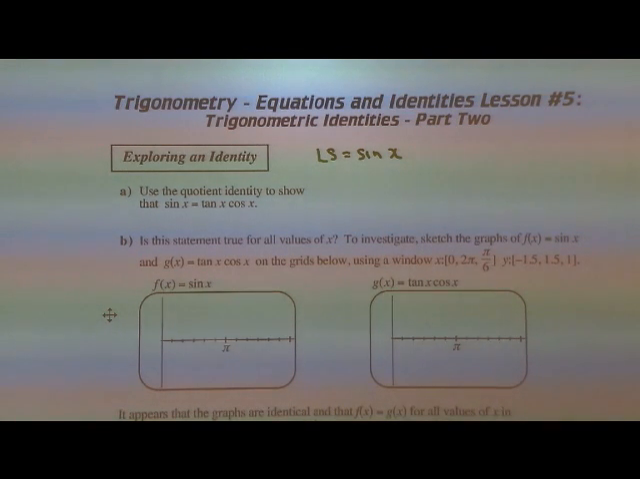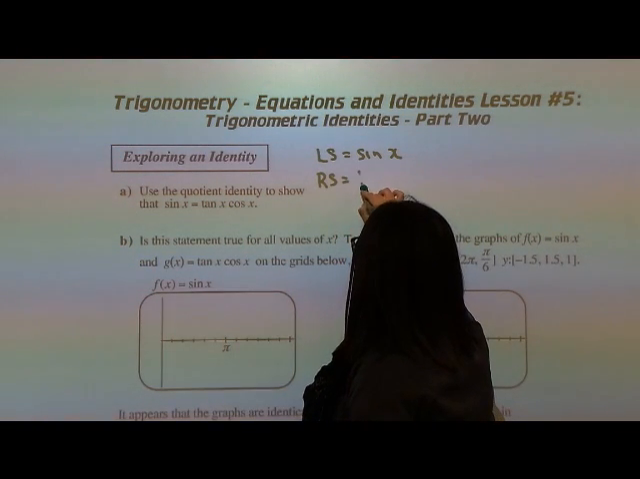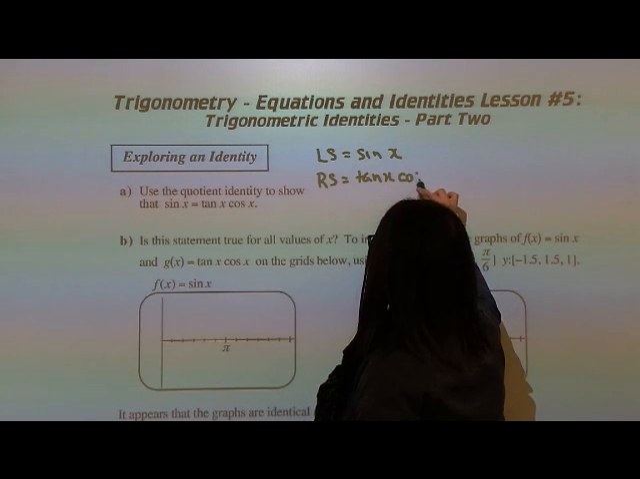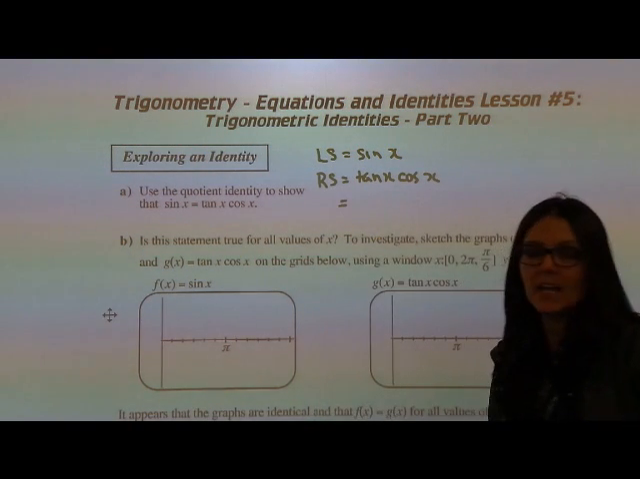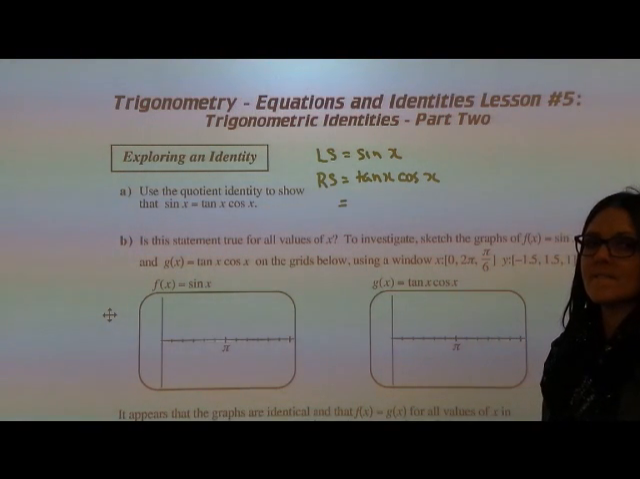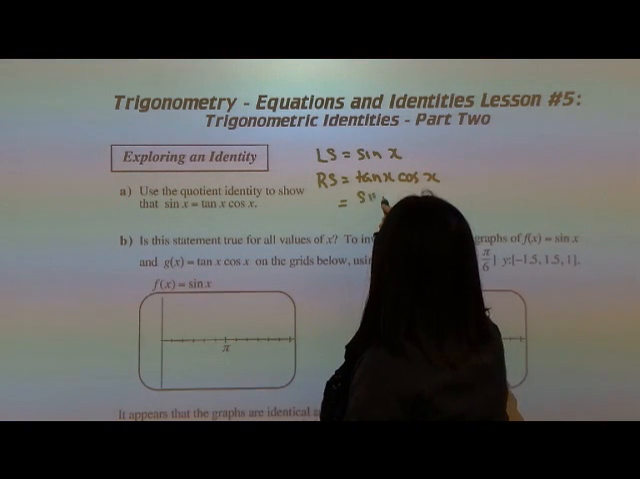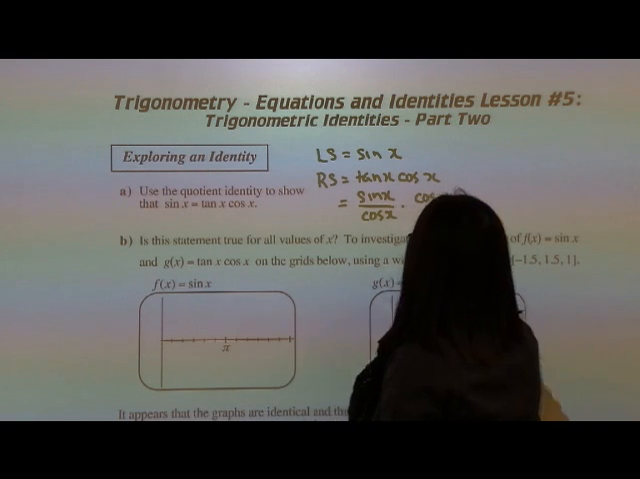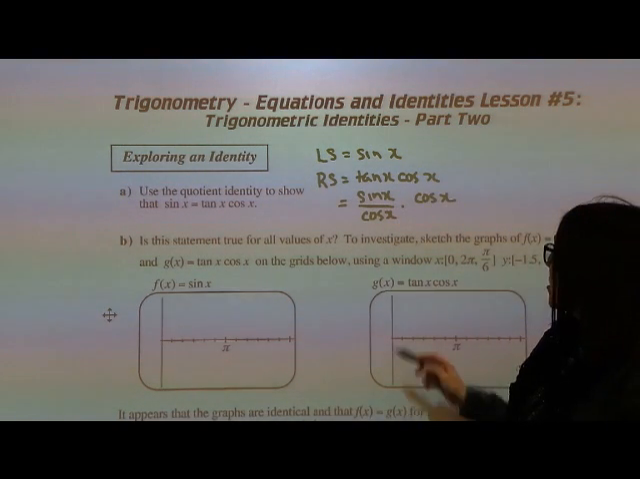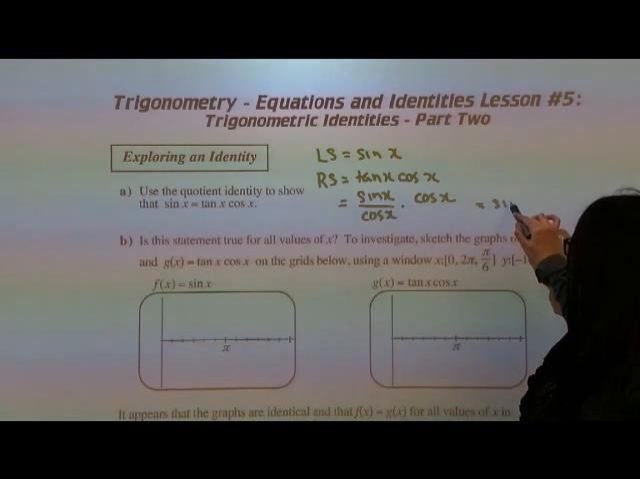So now I'm going to look at trying to simplify the right-hand side to equal that left side. So I have tan x cos x. And what can I write tan x as? Sine over cos. And when I multiply these two together, the two cos x's will cancel each other out, and I'll be left with sine x.